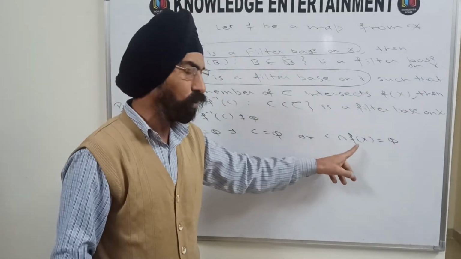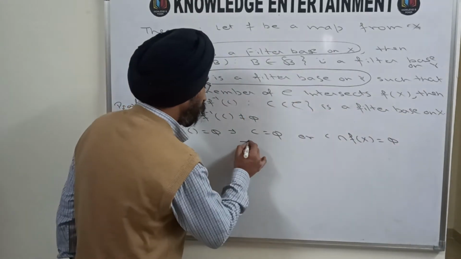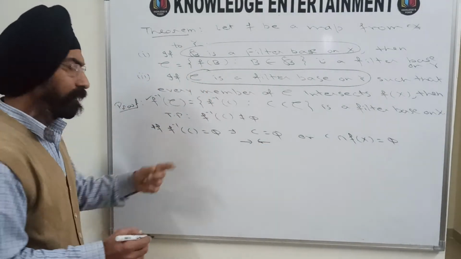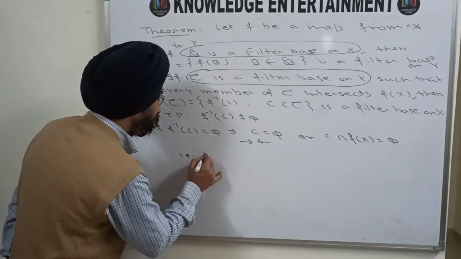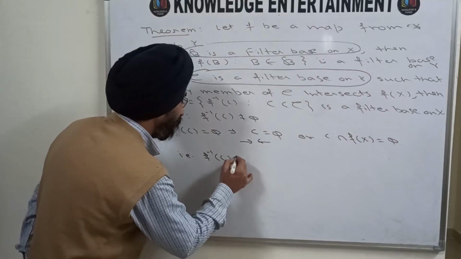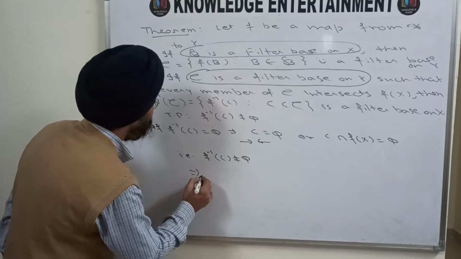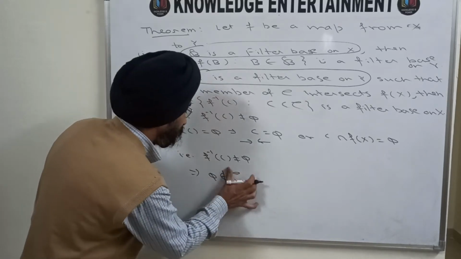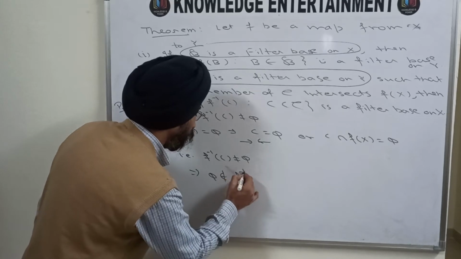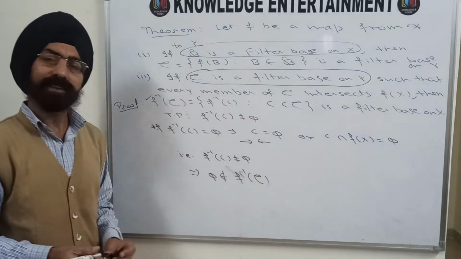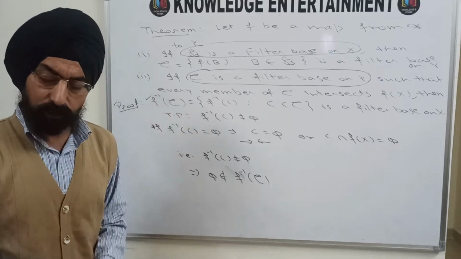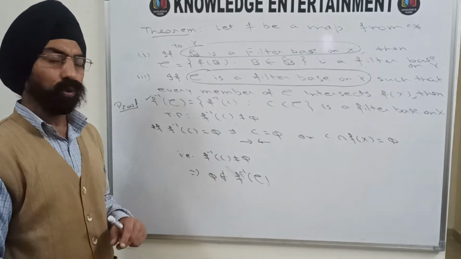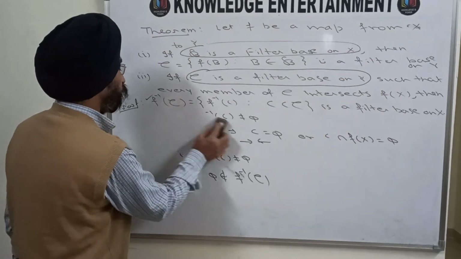So neither this is true nor this is true, and this is a contradiction, because we have supposed that F inverse C is phi. So that means F inverse C cannot be phi, and this means phi does not belong to the collection F inverse C. Phi does not belong to the collection F inverse C. So the first property for F inverse C being a filter base is proved, and now we'll move on to prove the second one.